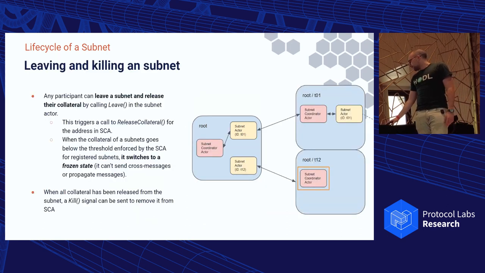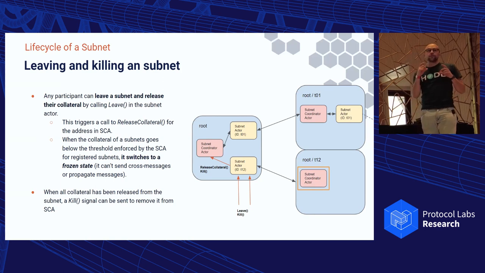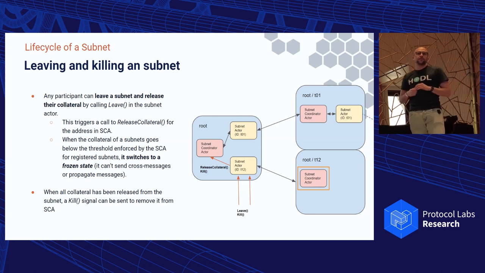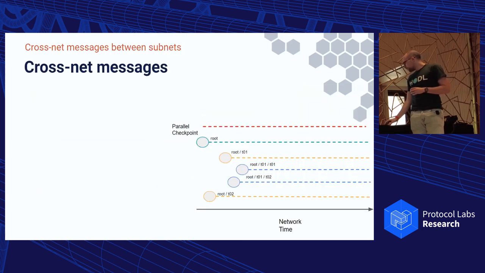And leaving a subnet is the same. You send to the subnet actor the same way that you join, and this triggers the release of the collateral, with a caveat: if the collateral goes below the threshold, the subnet gets in a process state in which it cannot interact with the rest of the hierarchy until you cover the collateral, either by joining or by adding new collateral by the existing manager.